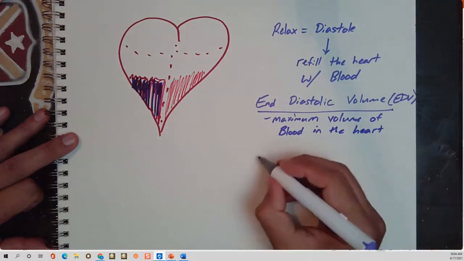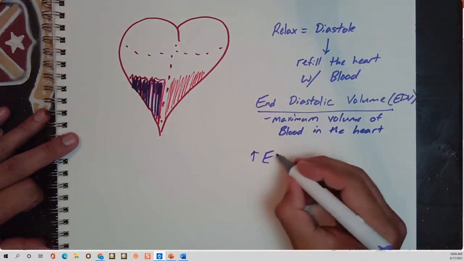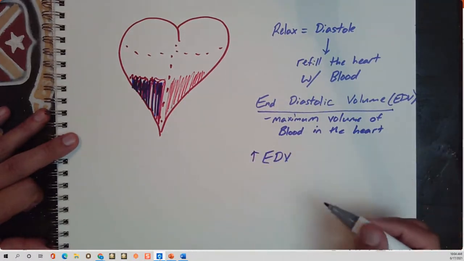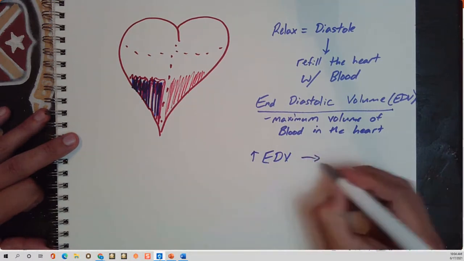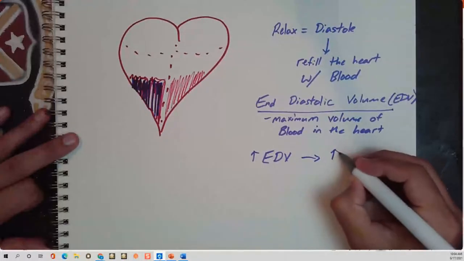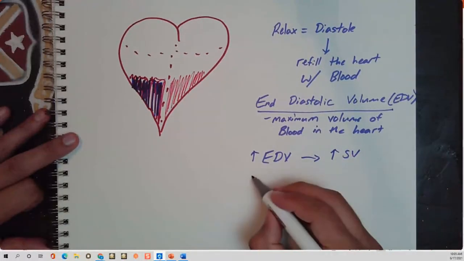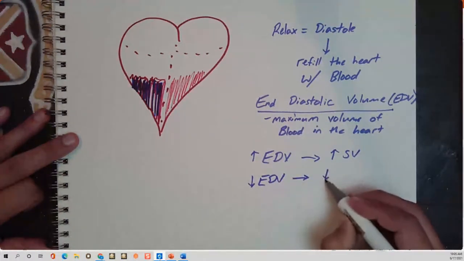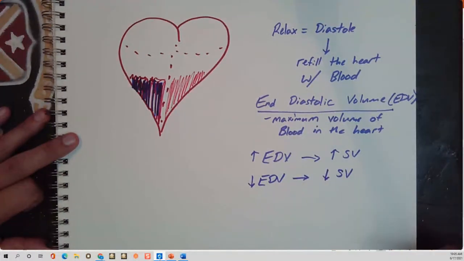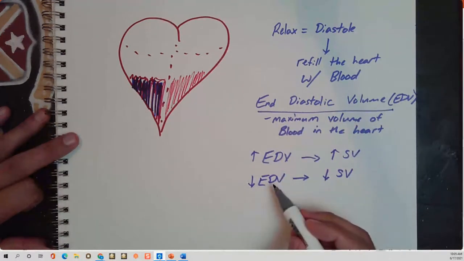So what would happen if we increase the EDV? What's going to happen to the stroke volume? What's going to happen to the amount of blood that can leave the heart? So if we increase EDV, we increase stroke volume. What happens if we decrease EDV? Then we decrease stroke volume. Awesome. So what are some ways that we can increase that end diastolic volume?